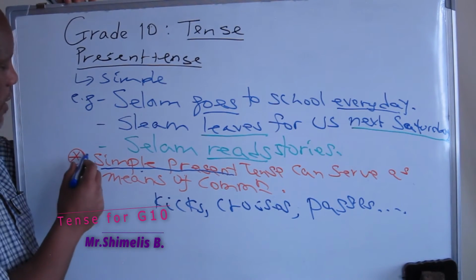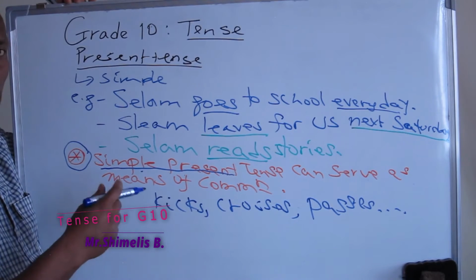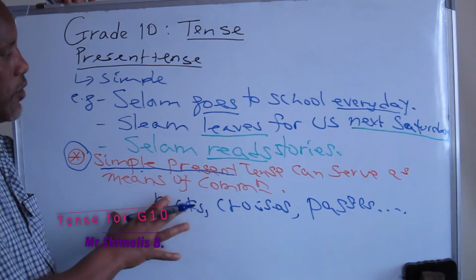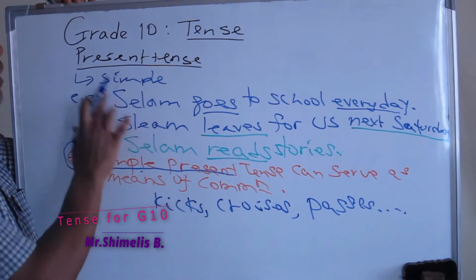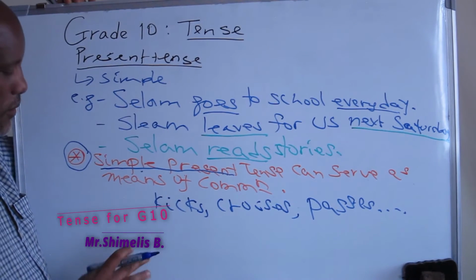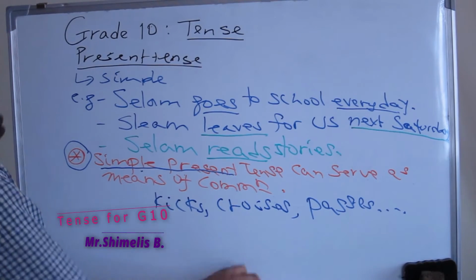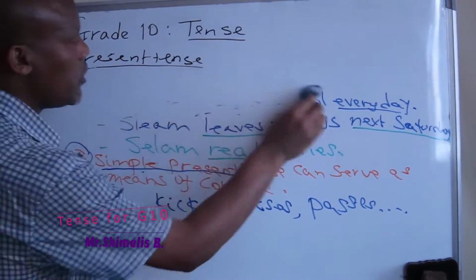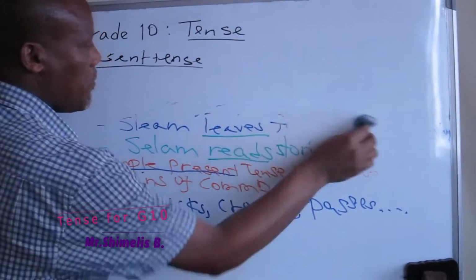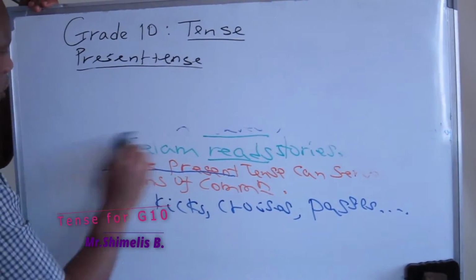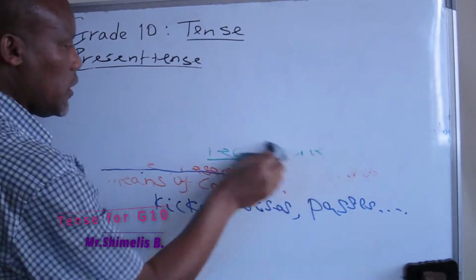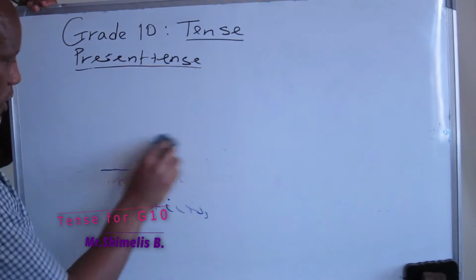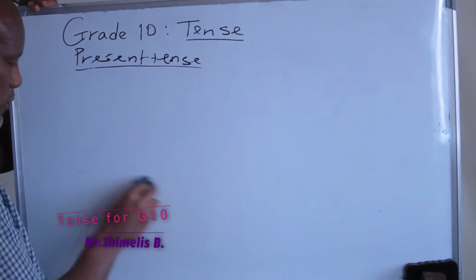So this is a very basic use which we practice in our daily language. Okay, so it is a means of communication. So with this, we are done with simple present tense. Okay, the next tense type under present tense is present continuous tense. So what are the uses of present continuous tense?